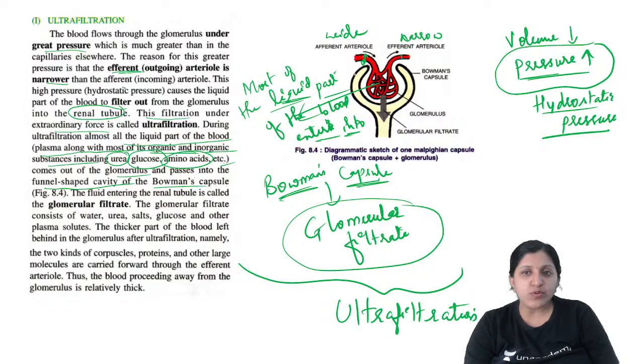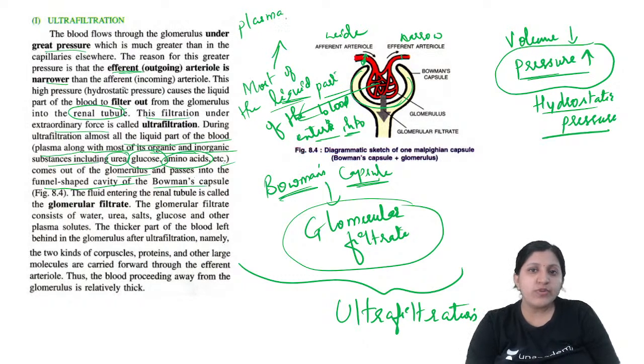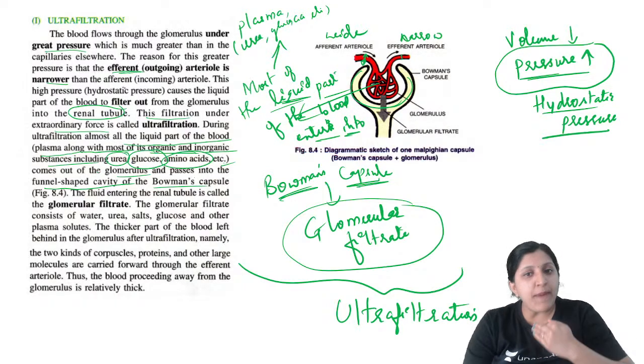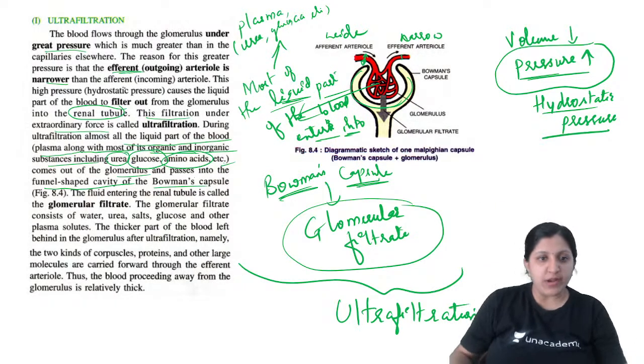a Bowman's capsule. This is a funnel shaped cavity, and here all this liquid part of the blood, which can be plasma with organic and inorganic substances, so it can have urea, glucose, and amino acids, all of these are going to pass out into the filtrate.